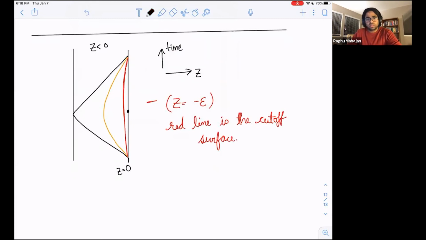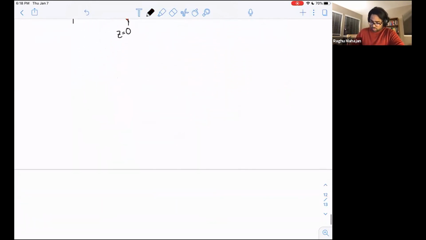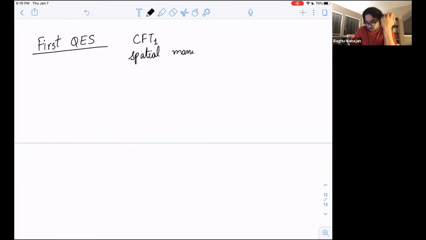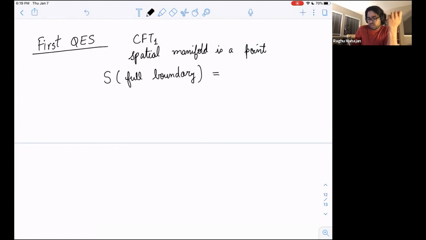Okay, no questions? Okay, let's go and then compute our first quantum extremal surface. Okay, we are computing a quantum extremal surface, but whose entropy are we computing? The boundary is a CFT1, right? One is just time, so its spatial manifold is just a point. And we can't further subdivide a point. A point is just a point. So all we can compute is S of the full boundary. And since there is no subdivision and we have put everything in its ground state, it's a pure state, so this should be 0. It had better be answer 0.